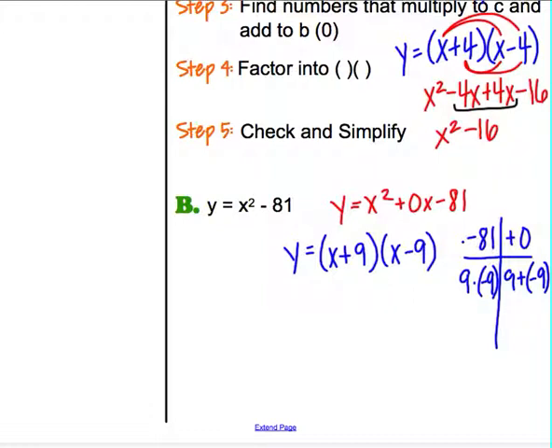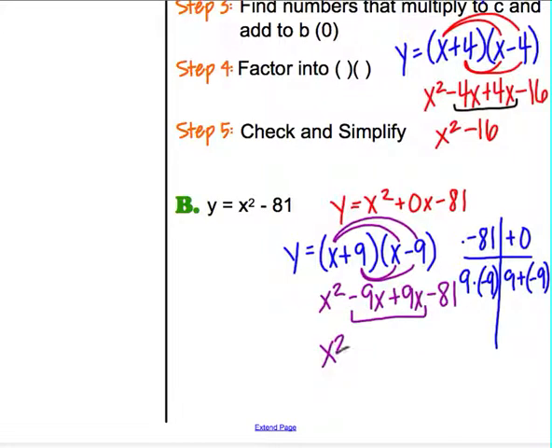Then if we check this, x times x is x squared. X times negative 9 is minus 9x. 9 times x is plus 9x. And 9 times negative 9 is minus 81. Go ahead and combine like terms, and we get x squared, 0x, so we won't write it, minus 81, which does check out with where we're at.